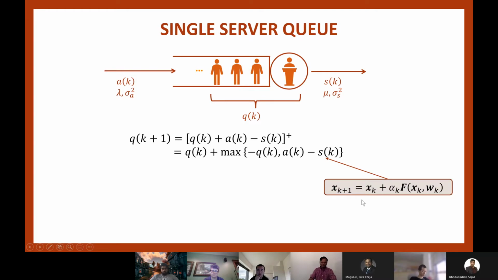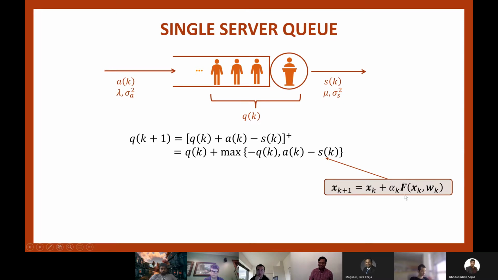Instead of x, I have a q. Normally in stochastic recursion, it's a vector, but here we have a scalar because I'm working with a single server queue. In part 3 of this tutorial, I'll talk about more general stochastic processing networks where I have multiple queues. So there we'll work with a vector of queues. And the step size is 1. There's no step size, so it's simply a 1.